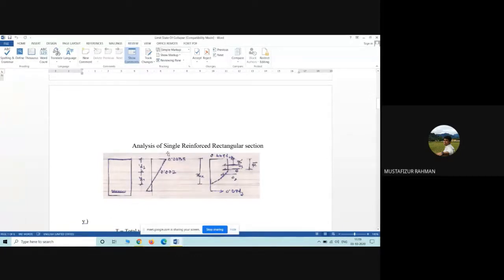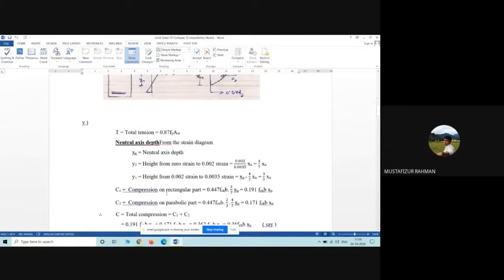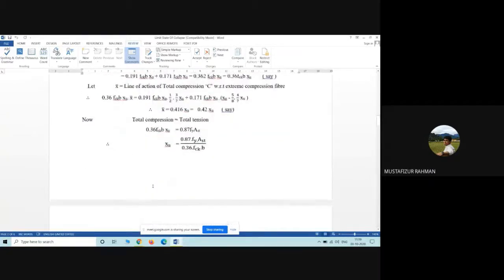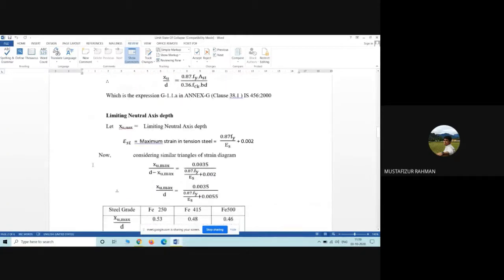The strain in concrete is 0.0035, and the value we had considered is 0.002, and this is the strain in steel. From this triangle itself we can say that the maximum tension strain in steel, epsilon ST, is 0.87 Fy by Es plus 0.002.